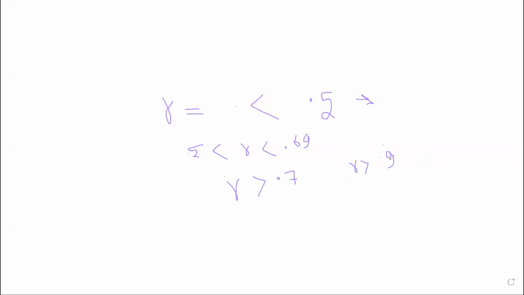If R is equal to 1, which you can get in rare cases, then we say they are perfectly correlated with each other. This is the interpretation of the R value.